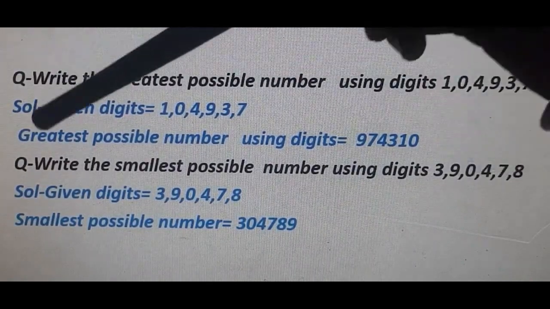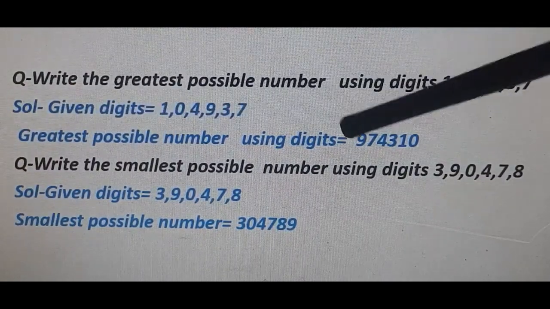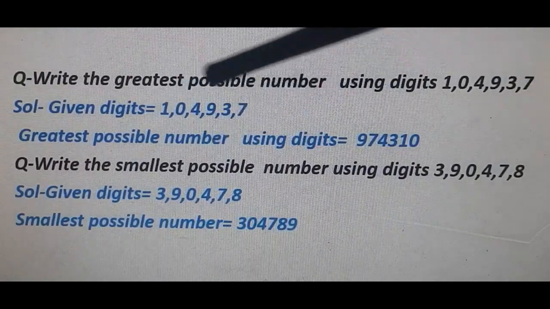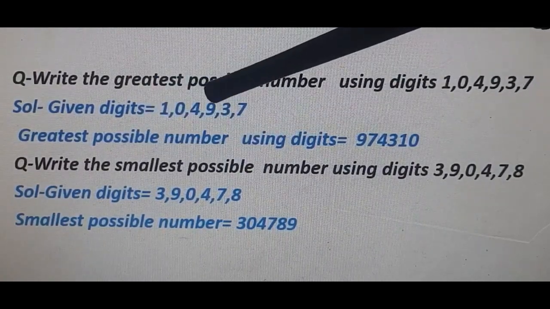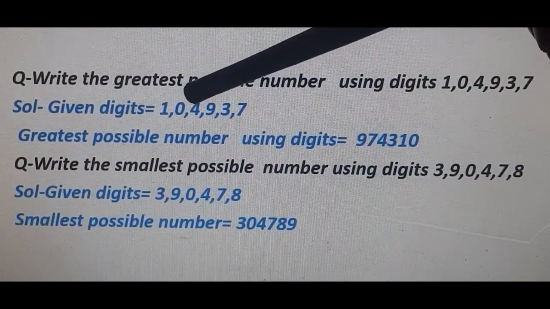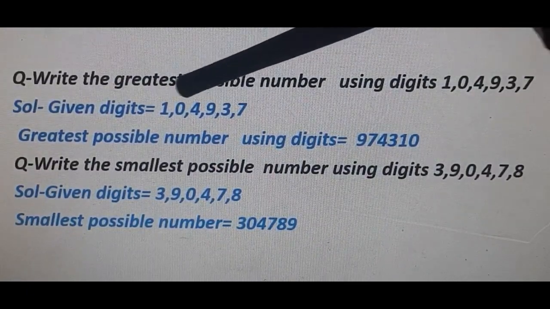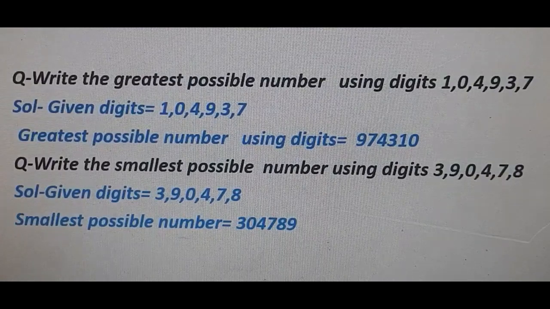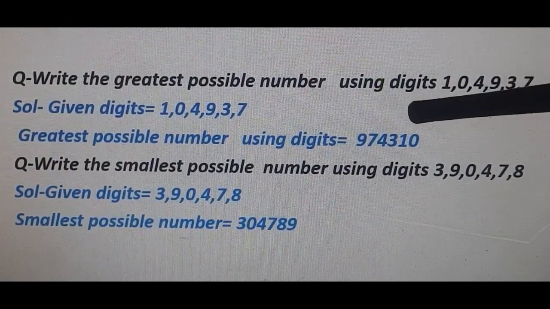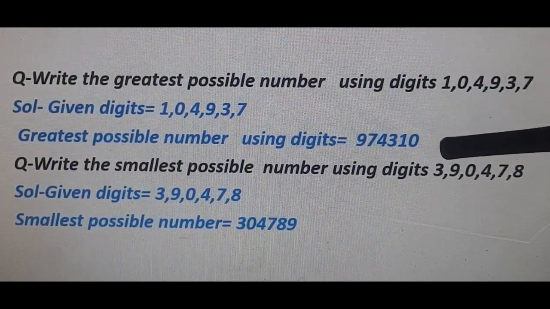Okay. So greatest possible number using digits. Greatest, bigger number बनाना है. तो first of all we will search the bigger digit 9. Then next is 7. Then next 4. Then 3. Then 1. And at last there will be 0. So greatest possible number we have written here. 9,74,310.